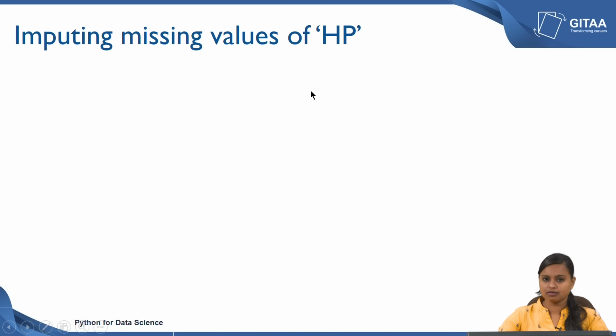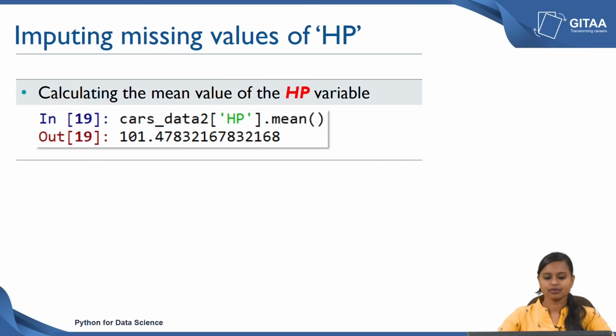Now, we are going to impute the missing values of the horsepower variable. If you look at the horsepower variable, we have seen that the mean and median are not very far away. The mean was closer to the median. So, in that case we can go ahead and impute the missing values of the horsepower with the mean value. Here I am calculating the mean of horsepower by accessing the horsepower variable from the data frame cars_data_2, and if you look at the output, the average horsepower of the car is 101.47 and odd.